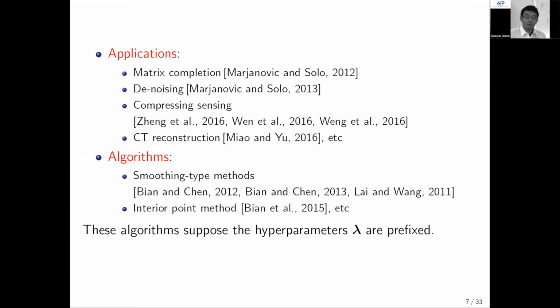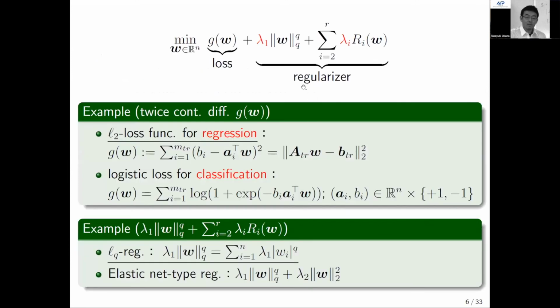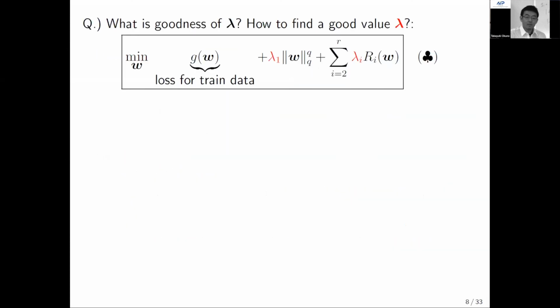Of course, depending on the choice of the hyperparameter lambda here, the solution of this kind of problem is different. As a result, the constructed model using a different lambda performs differently. So there is a natural question: how to tune, how to select a good value of lambda?